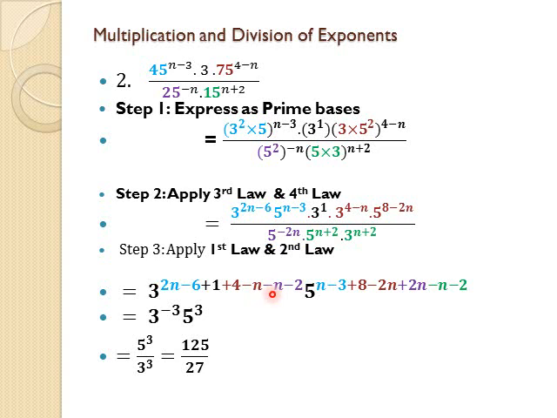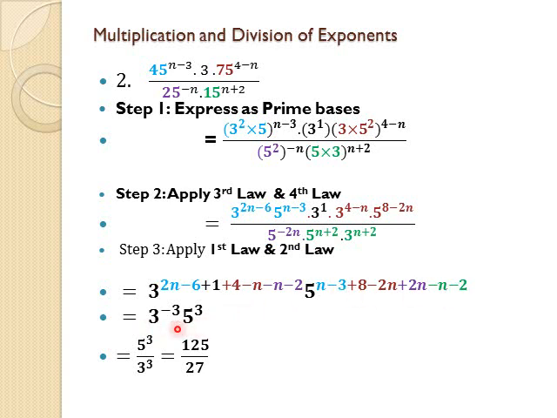1n minus n becomes 0. Minus 6 plus 1 would give me minus 5. Minus 5 plus 4 would give me minus 1. Minus 1 minus 2 would give me negative 3. n minus 2n would give me minus n. Minus n plus 2n would give me n. n minus n, all the n's cancel, the variables cancel. 8 minus 3 would give me 5. 5 minus 2 would give me 3.